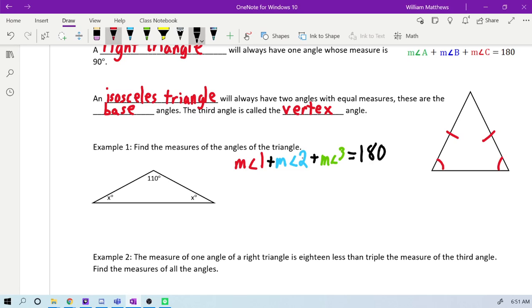In this case, however I want to label it, this could be my first angle, second angle, and third angle. Make sure you actually label which angle is which before you start filling in everything. We know that the measure of angle 1 is 110. The measure of angle 2 is x. And the measure of angle 3 is also x. And we will say this equals 180 still.